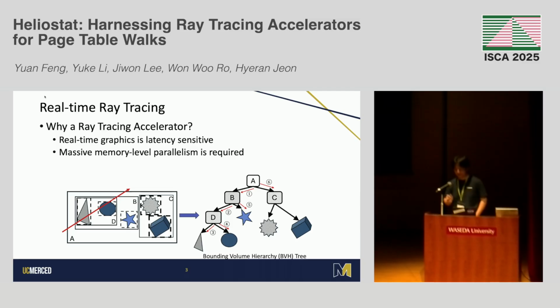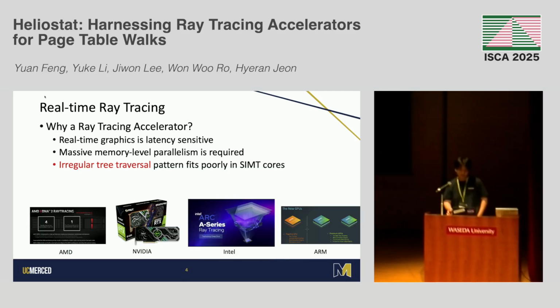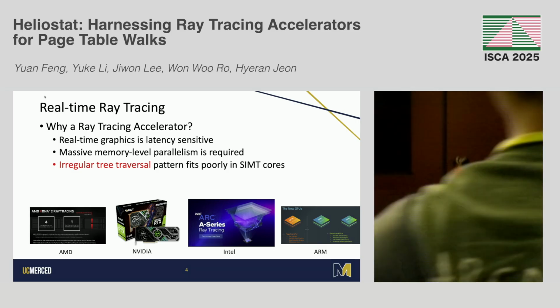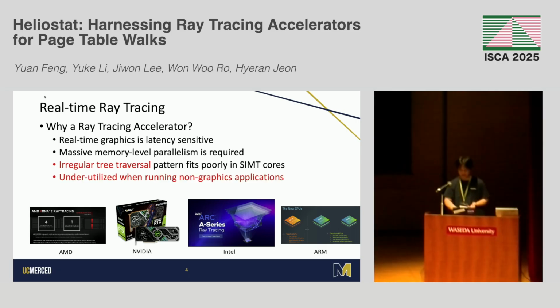As you also noticed, if in a game millions of rays are bouncing in a scene, then massive memory level parallelism is required. But unfortunately, such irregular traversal fits poorly with the SIMT architecture and performance model of modern GPUs. Therefore, to meet the needs of advanced rendering, GPU vendors choose to add a dedicated accelerator to accelerate the traversal of BVH. However, when a GPU application is running and no RT graphics workload is running, the RT accelerator remains underutilized.